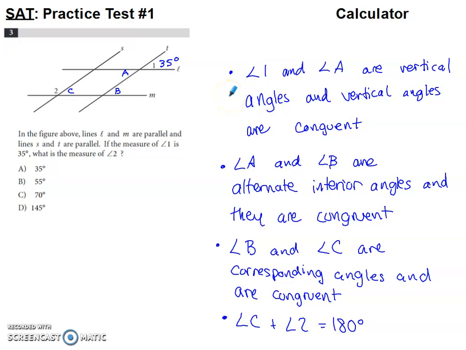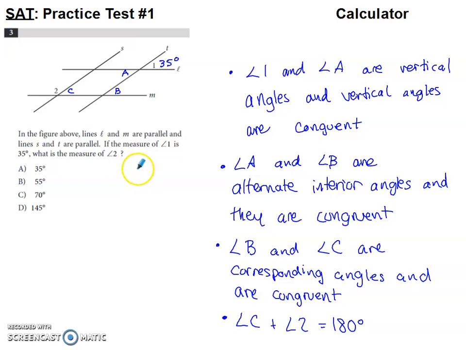So they tell us that angle 1 measures 35 degrees, so I went ahead and tossed that measure in there for angle 1. And then it asks us for the measure of angle 2. So my strategy when I thought about this problem was, can I go through a chain of relationships between angles that's eventually going to allow me to determine what angle 2 measures?